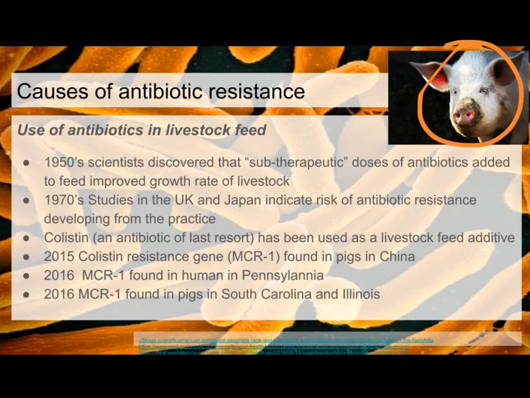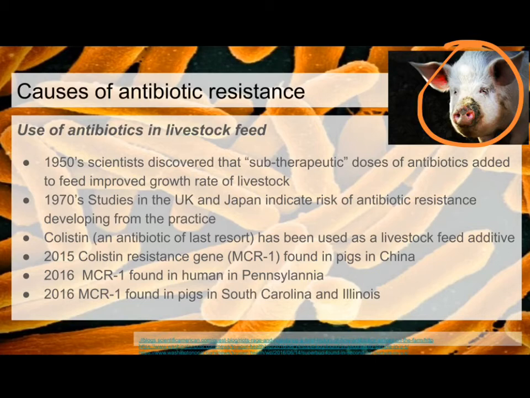Well, in the 1970s, there were studies done in Britain and in Japan that showed there was a risk of antibiotic resistance developing from this practice. Well, of course, we were giving little tiny doses of antibiotics to all the bacteria in the livestock's bodies, meaning we were killing off all the weak ones and leaving the strong ones to survive. Unfortunately, colistin, you may remember this from the film we watched, which is a very old antibiotic and definitely an antibiotic of last resort, has been used as a livestock feed additive.